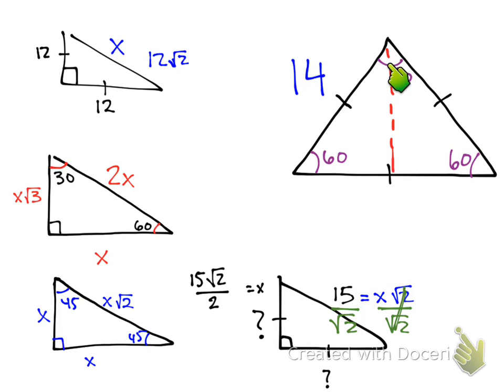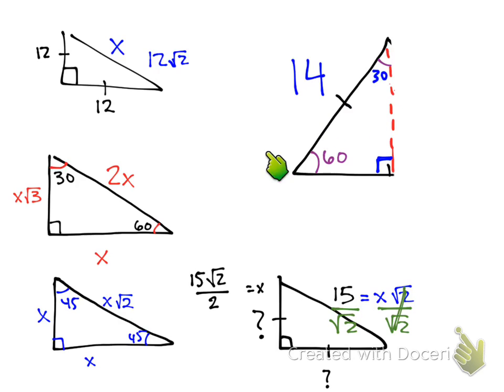Alright, so if we look at this red line that's cutting it in half, we need to make this into a right triangle. So this line cuts it in half. We're going to ignore one of the other sides. So we just erase one of the sides, ignore it. So since we cut this in half, we know the angle up here is going to be 30. Half of 60 is 30.